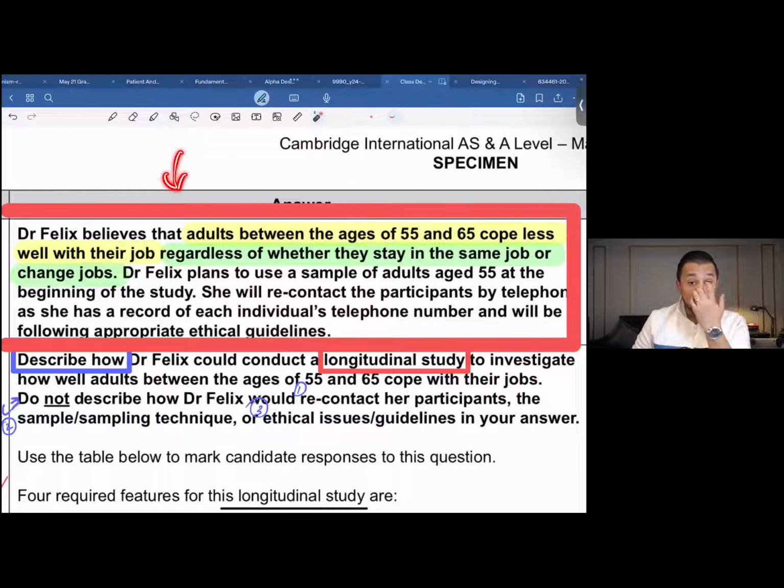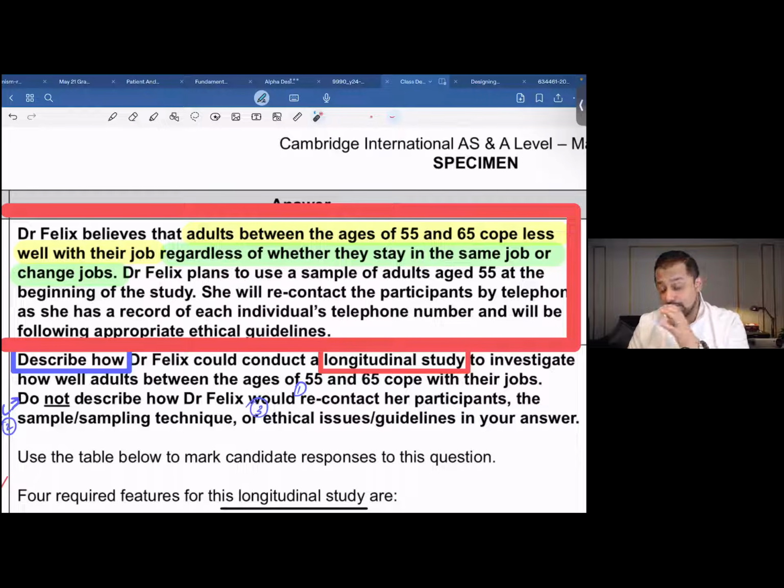So read the question thoroughly, read the question thoroughly, read the question multiple times. Almost two decades now of teaching, but trust me, every time I come across a question, I read it multiple times. So I'd expect that from you as well. Now, taking this ahead, Dr. Felix believes that adults between the ages of 55 and 65 cope less well with their jobs. While you're reading, try to absorb the information, try to pick up on the important points in the question, right?